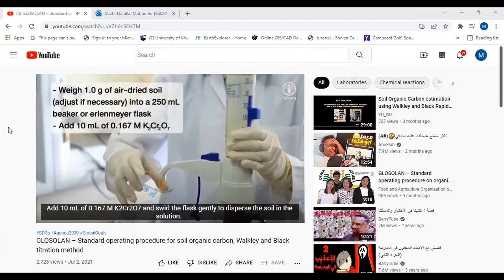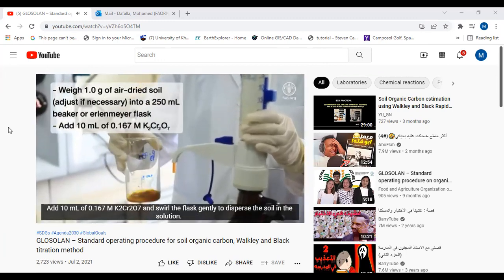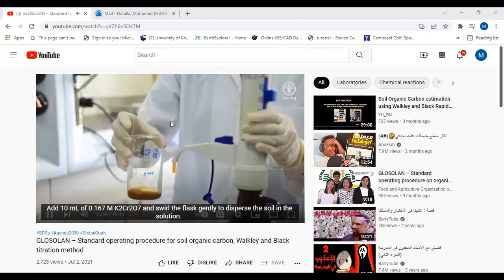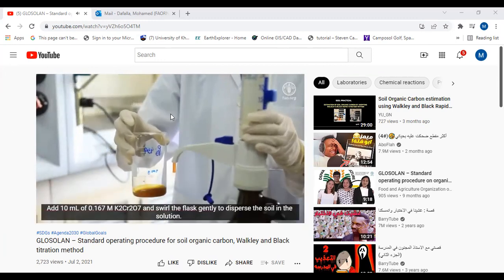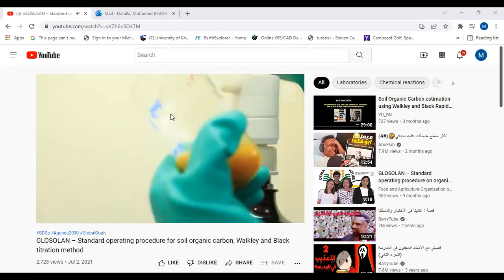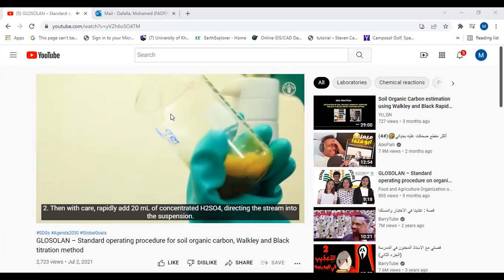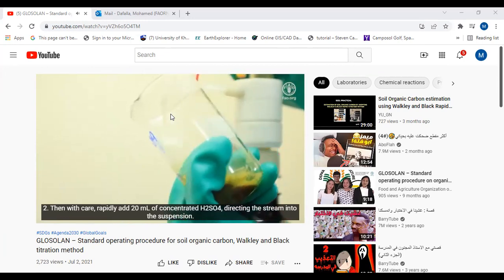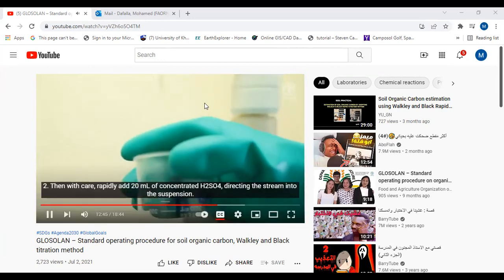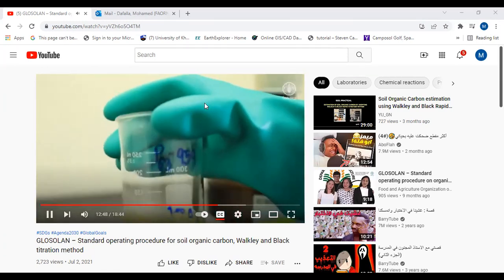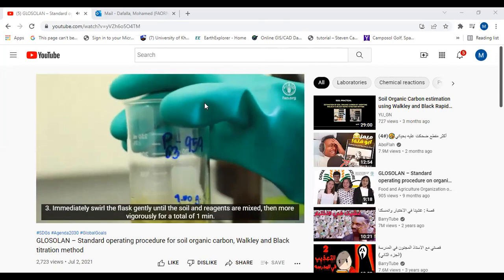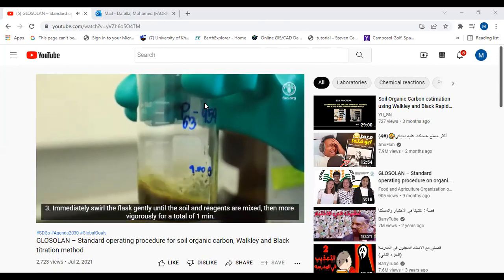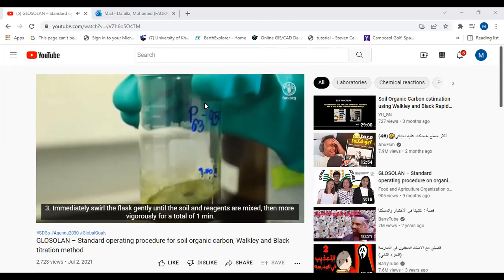10 milliliters of 0.167 molar potassium dichromate and swirl the flask gently to disperse the soil into the solution. Then, with care, rapidly add 20 milliliters of concentrated sulfuric acid, directing the stream into the suspension. Immediately swirl the flask gently until the soil and reagent are mixed.